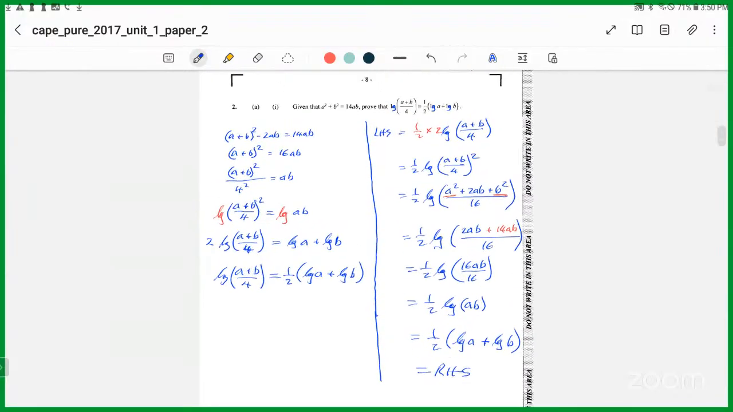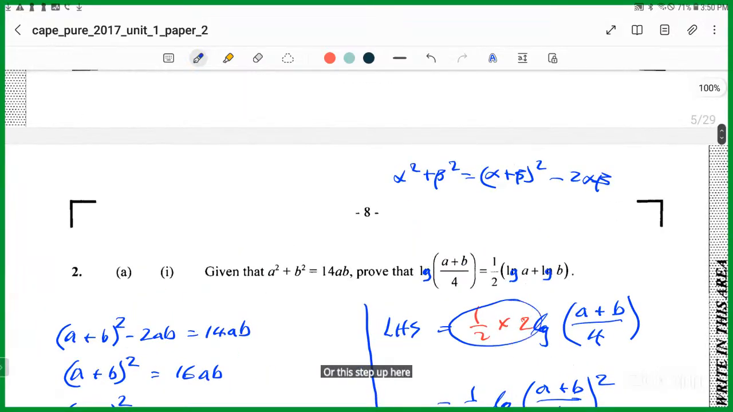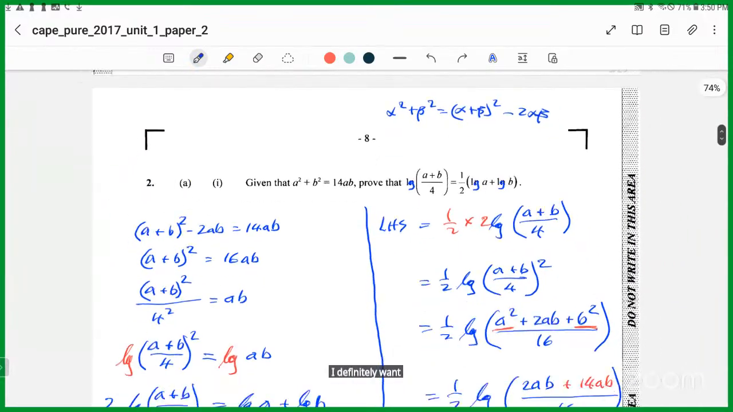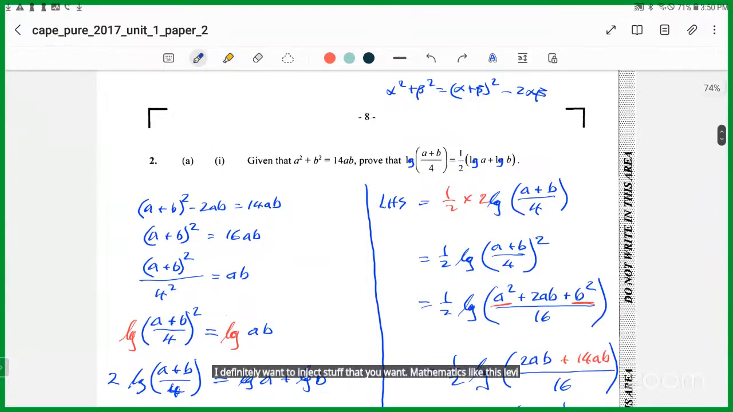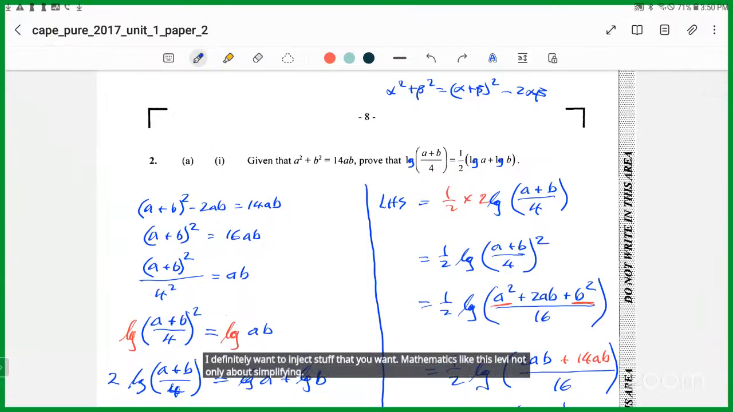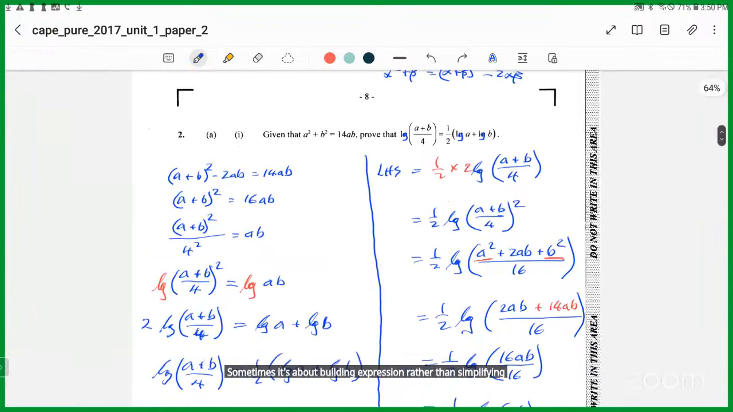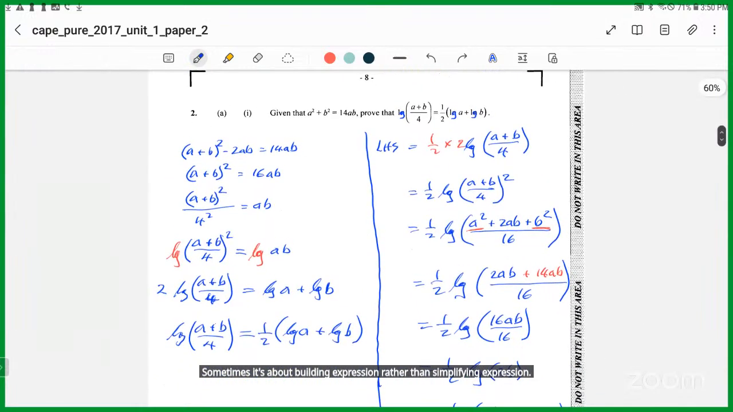But this step up here is a skill step. You have to learn how to add expressions that you want. Right? You have to know how to inject stuff that you want. Mathematics at this level is not only about simplifying. Sometimes it's about building expression rather than simplifying expressions, because you know what you're working towards.